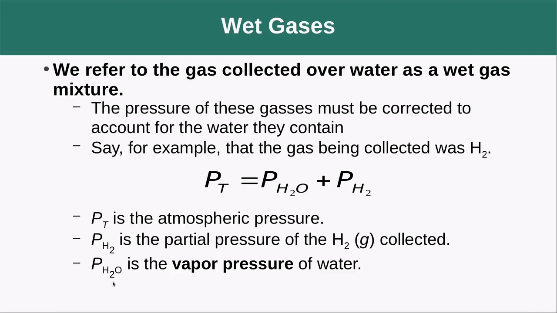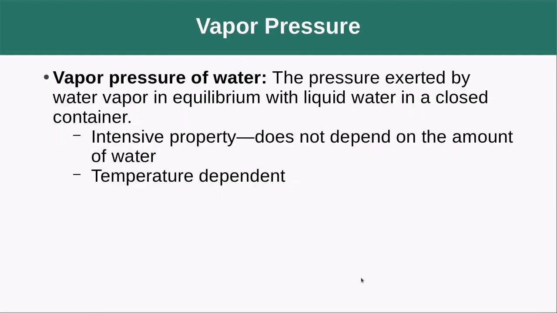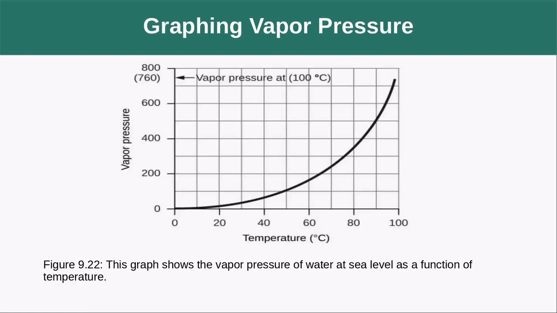And we have a special name for the pressure of the water. It's known as the vapor pressure of water. The pressure exerted by water vapor in equilibrium with water in a closed container is the vapor pressure of water. This is an intensive property that does not depend on the amount of water, but it does depend on the temperature. So basically, we know what the vapor pressure of water is at any specific temperature. So we just have to go and look up for the temperature of our experiment what that vapor pressure is in order to get that term and make the correction.